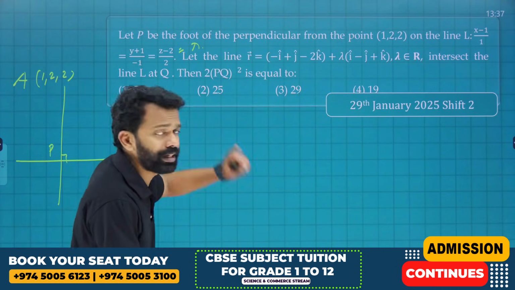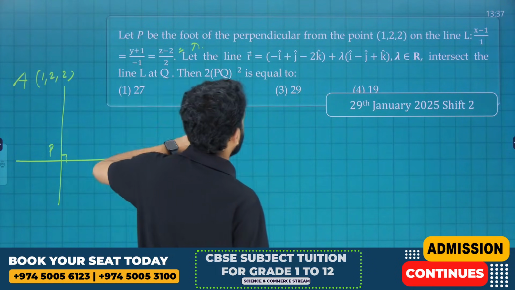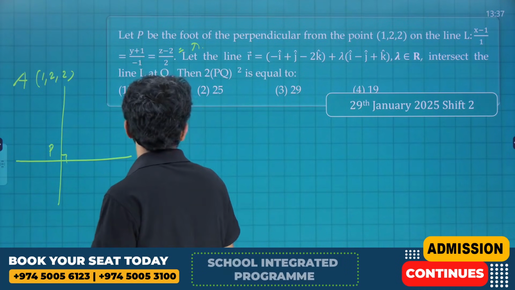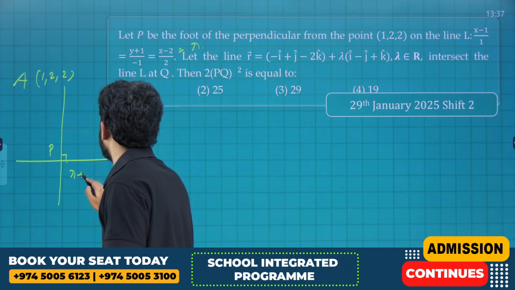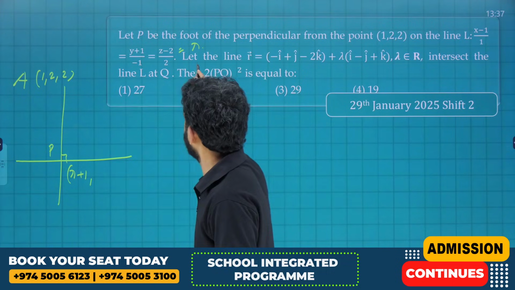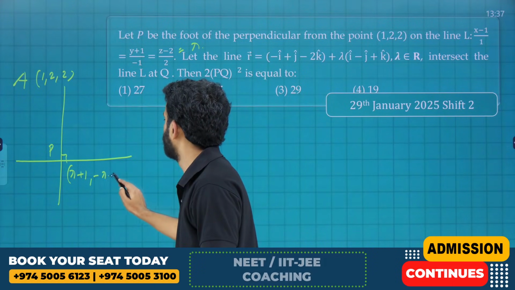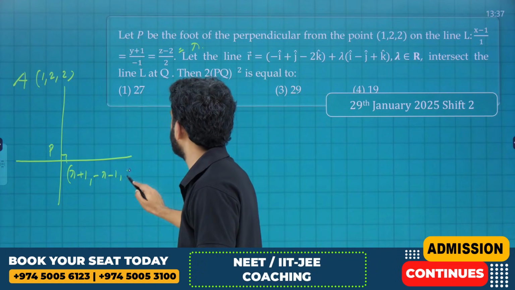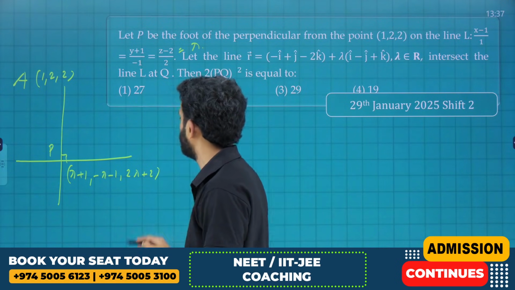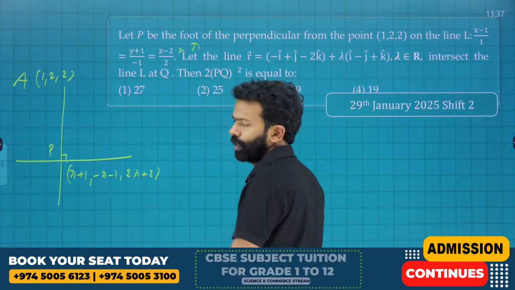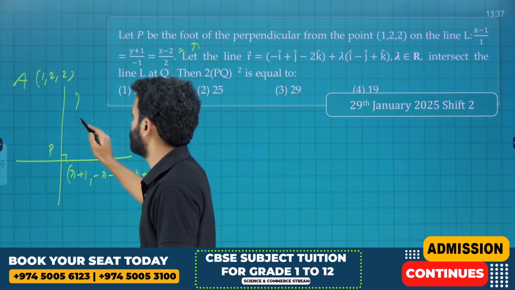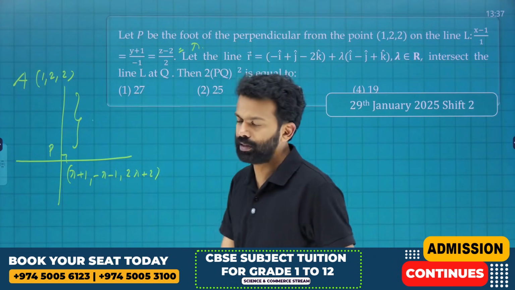Lambda is a parameter. We can directly write the general point here. That is lambda plus 1, the next one will be minus lambda minus 1, and the next will be 2 lambda plus 2. You know how to find lambda, right? Write the direction ratios of this one and apply dot product. You will get the value of lambda.